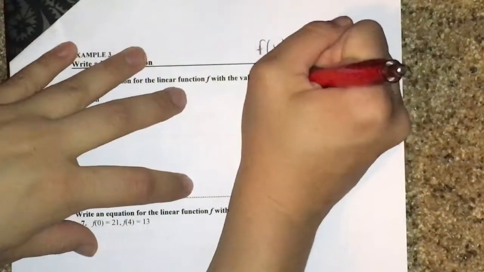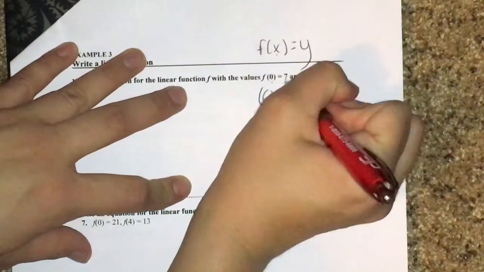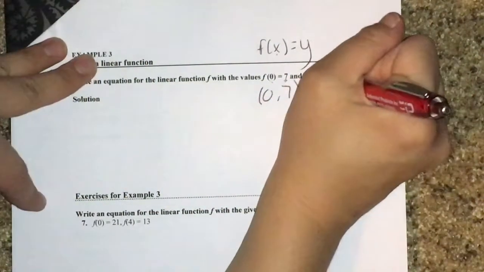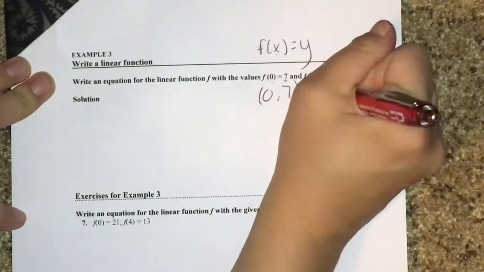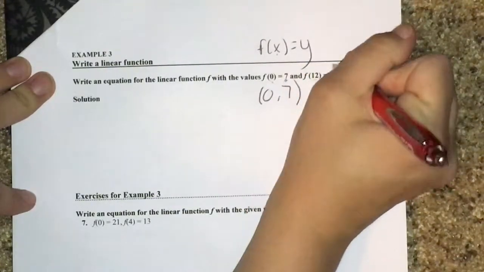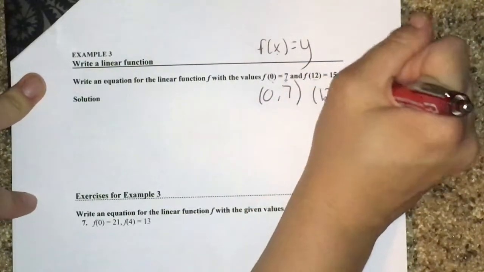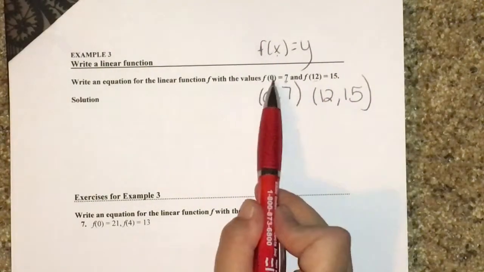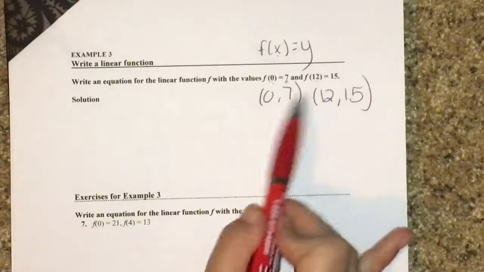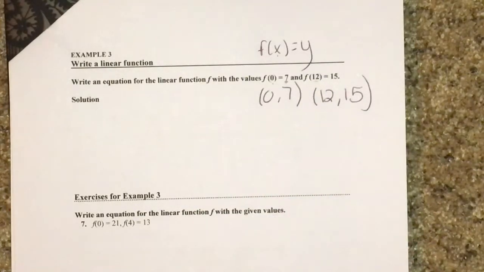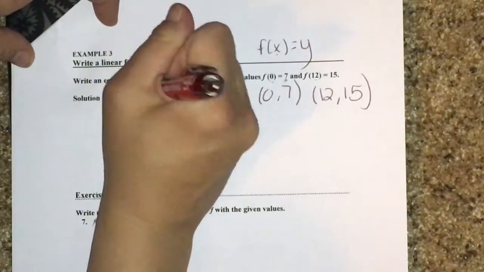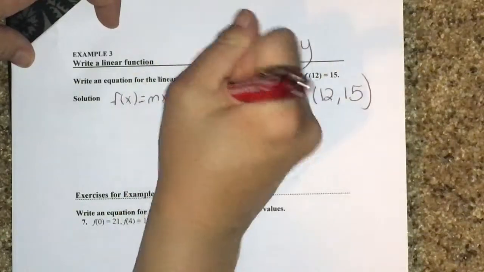So if our x is 0, our y comes out to be 7. So (0, 7) is the first coordinate. And if our x is 12 and our y is 15, then we can also write that second coordinate. So all you have to do with these is change these to coordinates before you go through the same process here. So what are the 2 things you need to write in the equation in slope-intercept form? Your m and your b.